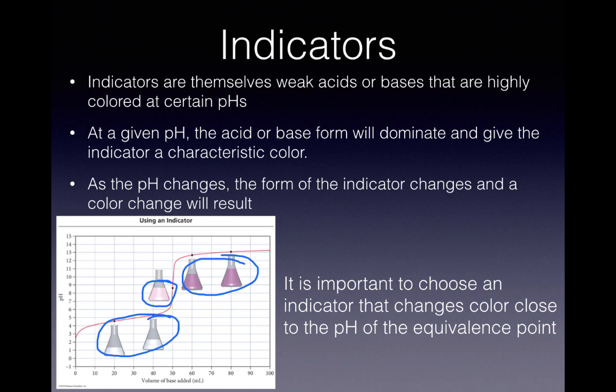So it's very important to choose an indicator that changes its color at a pH close to your equivalence point for your titration. And of course, depending on what you're titrating, your pHs could change at a lot of different areas. Now we'll notice here for phenolphthalein, it does tend to change right around a pH between 8 and 9 for the equivalence point.